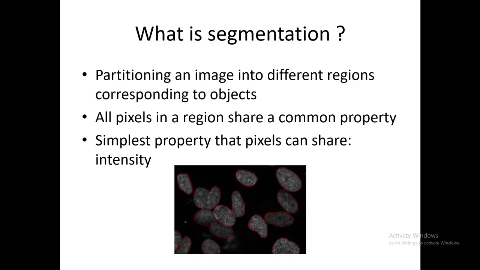We can see here in the image that the simplest property that pixels can share is the intensity, and we can see the different segments of the segmented image. Those segmented parts of the image have the same intensity level, or they share some kind of intensity.